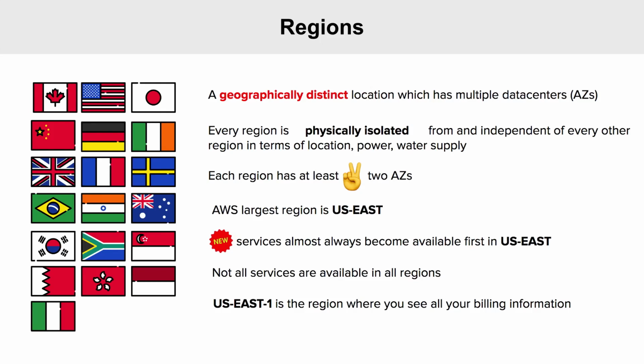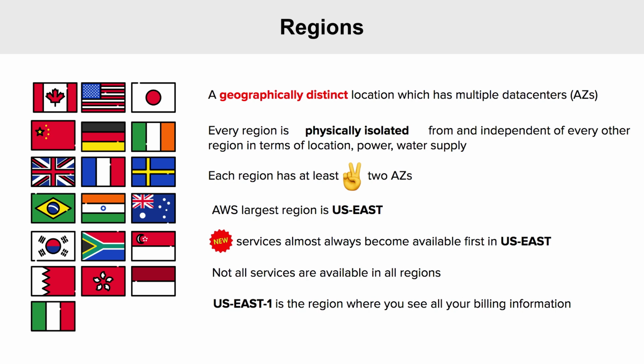Hey, this is Andrew Brown from Exam Pro, and we are looking at regions for the AWS global infrastructure. A region is a geographically distinct location which has multiple data centers, also known as AZs for AWS. I've highlighted in red "geographically distinct" because that is the most important thing you need to remember about regions.